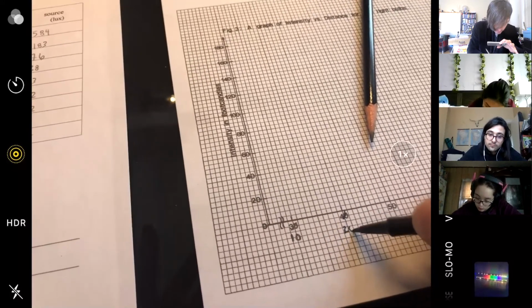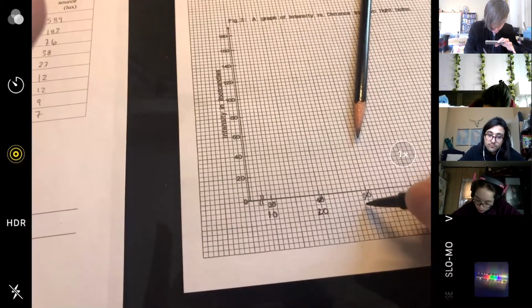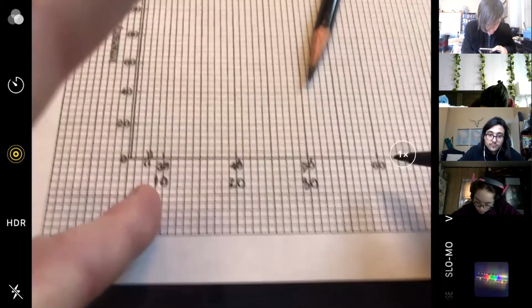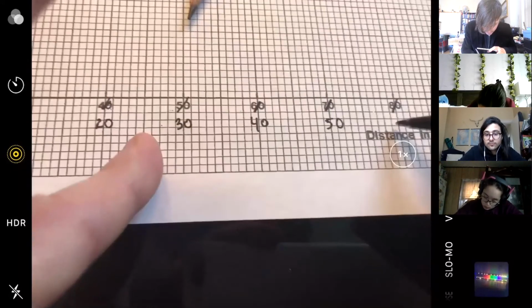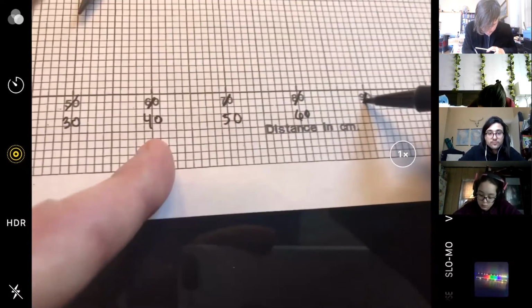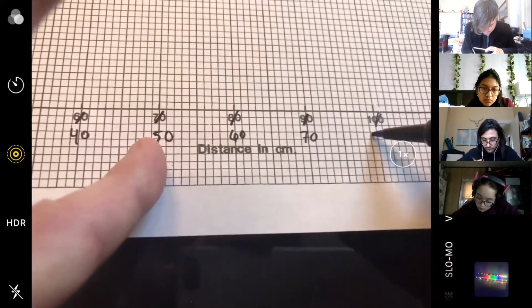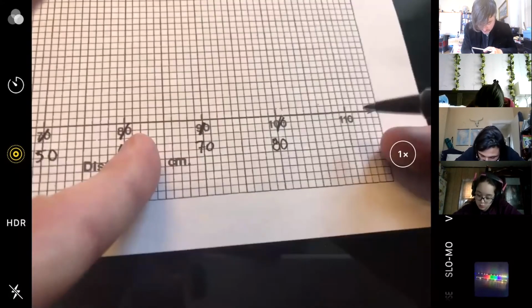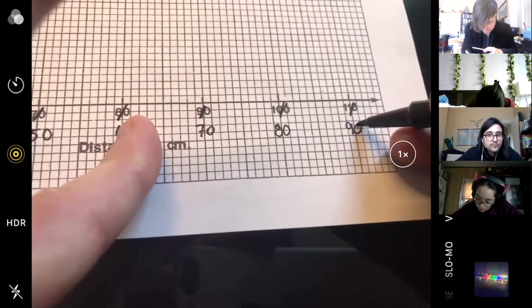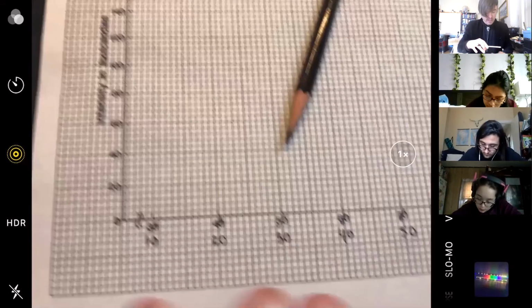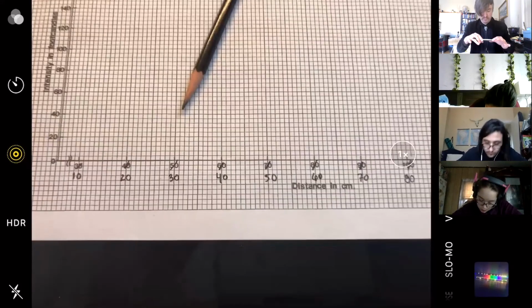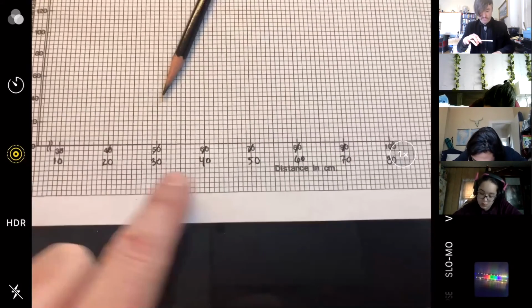40 becomes 20. 50 becomes 30. 60 is 40, 50. Are you guys following me here? 70, 80, and 90. Did you do that? Yeah. Okay. Can I see it really quick? So 30 becomes 10, and then 20, 30, 40, 50, 60, 70, 80, 90. Those are the values that we took over here.